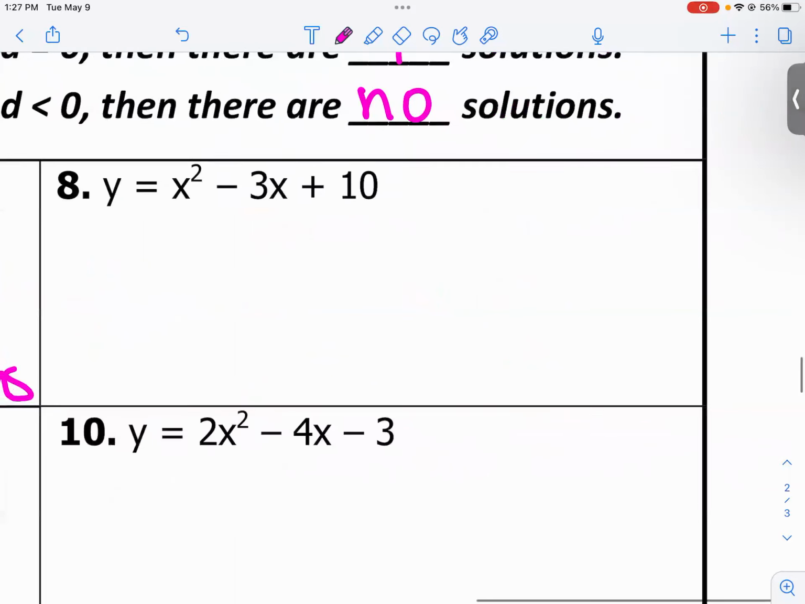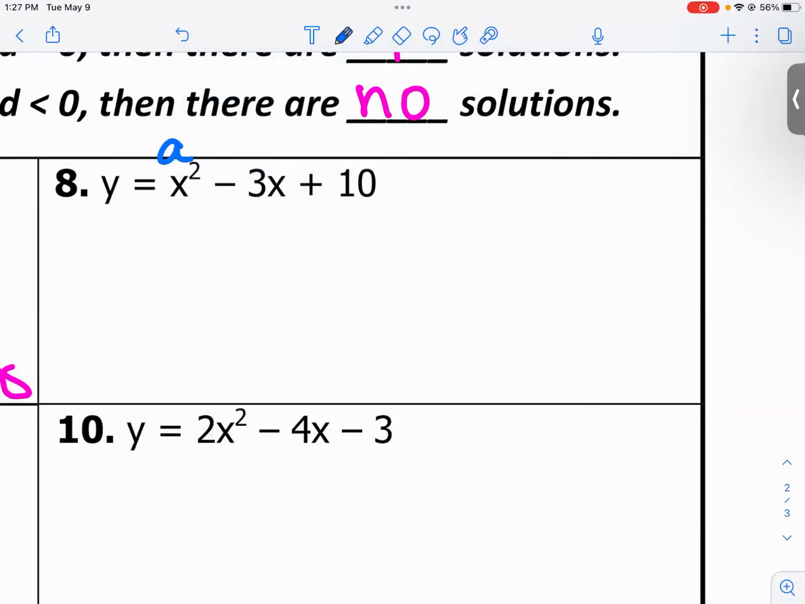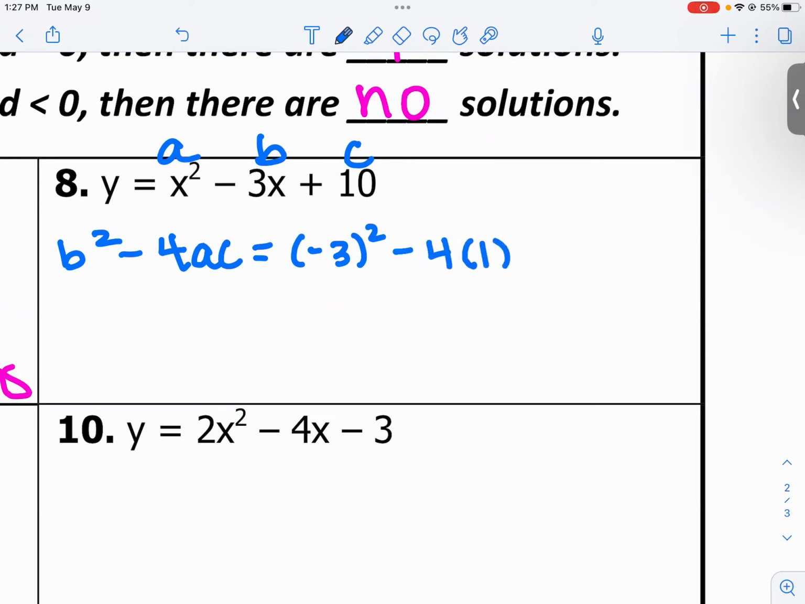Okay. So now let's talk about number 8. ABC. That's fine. Okay, so now let's do b squared minus 4ac. Now, if b is negative, it is important that you put it in parentheses before you square it. Notice how b is in parentheses. Minus 4ac. The 4 is always going to be there.